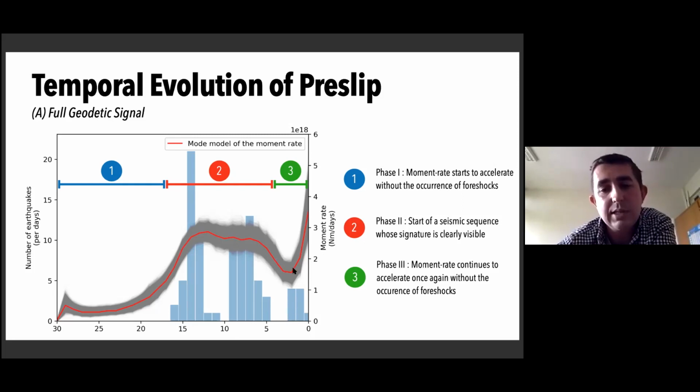But what we see is that we start having this acceleration phase again. And so we do have some sort of nucleation phase in which you start here and then you progressively accelerate here.